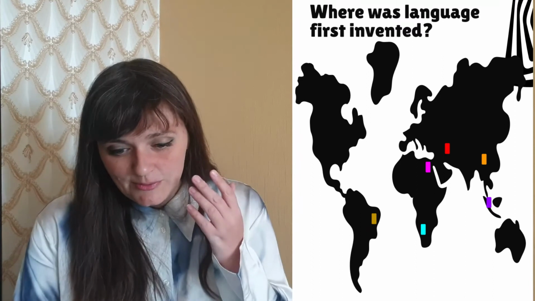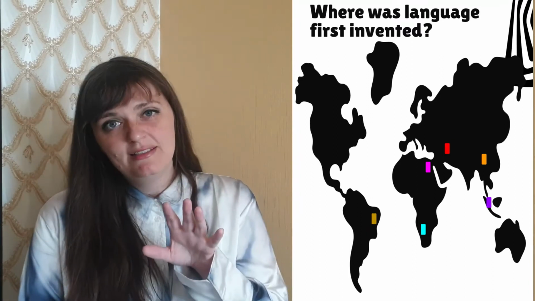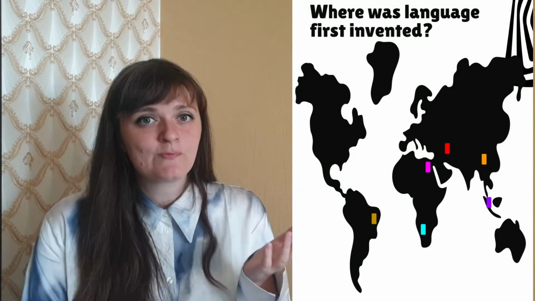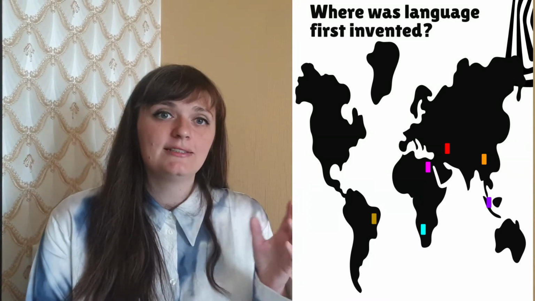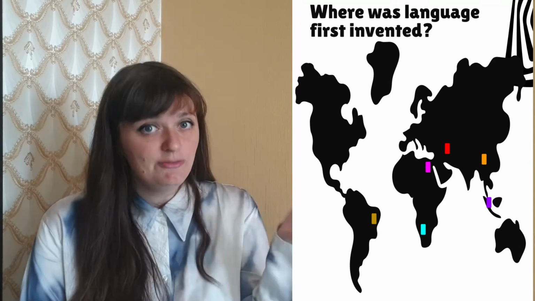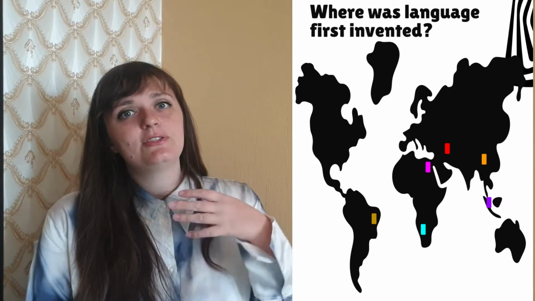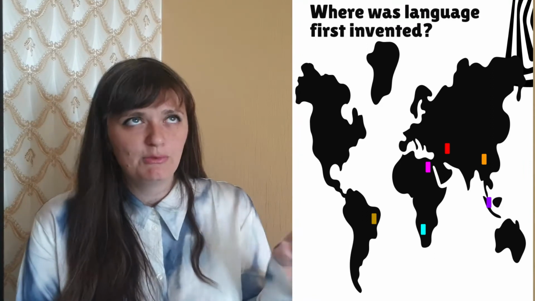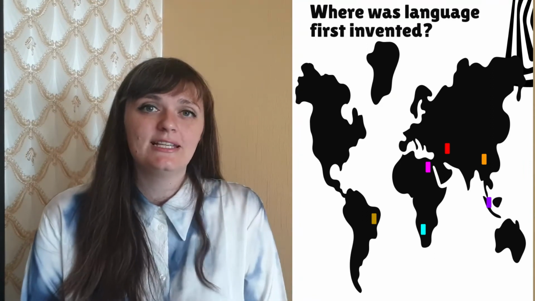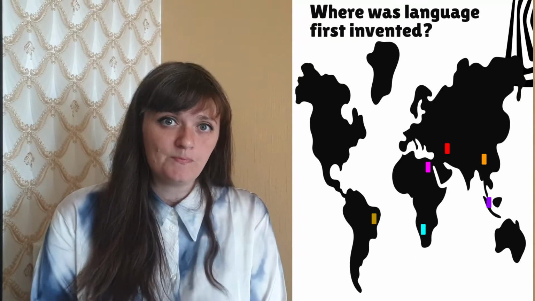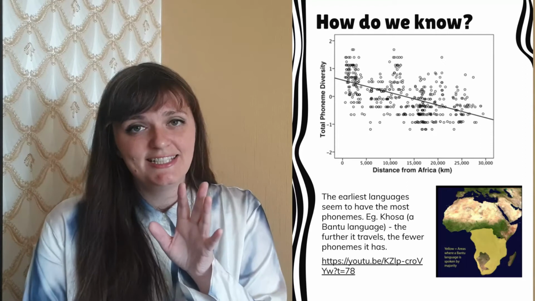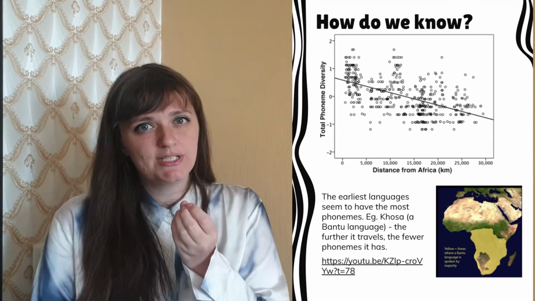If you are looking with me at probably the blue dot, then you're probably right. A lot of people think that humans originated in Africa, and so the first humans probably also spoke a language, so we probably think that this is where the first languages were ever spoken. But it's not just guessing like that. We actually have some evidence for it as well.